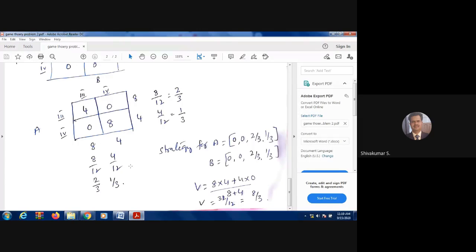Next, value of the game: 4 into 8 plus 0 into 4 divided by 8 plus 4. You can do any column or row, whatever you want. 4 into 8 plus 0 into 4 divided by 8 plus 4, or 8 into 4 plus 4 into 0 divided by 8 plus 4. So we get 32 by 12, nothing but 8 by 3 is the answer. 8 by 3. This is the final answer.